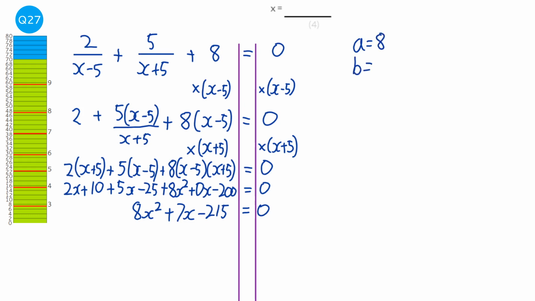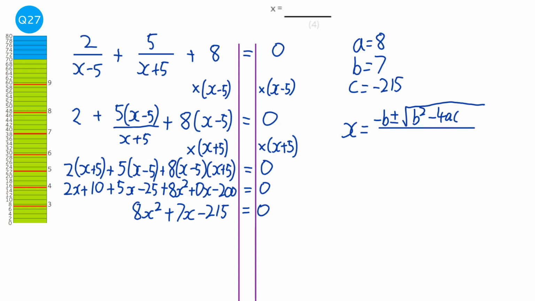We need to know what b equals, and that's the coefficient of the x, so that's 7. And we need to know what c equals, and that's the number at the end, which will be minus 215. So the quadratic formula is x equals minus b plus or minus the square root of b squared minus 4ac, all of that over 2a.